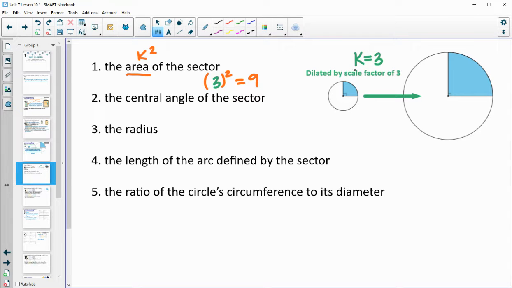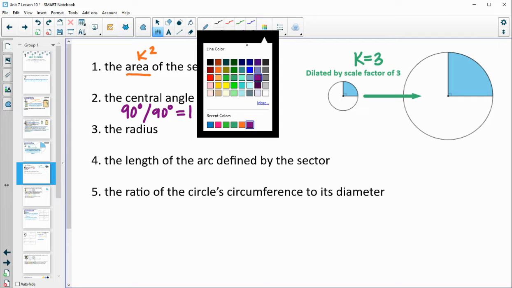So no matter what the scale factor is, no matter how big or small it's dilated, the factor that the angle changes by is not going to be impacted. So that's just going to be 1 because they'll stay the same. You can think of 90 degrees in that larger circle divided by 90 degrees in that smaller circle equals a change in factor of 1.